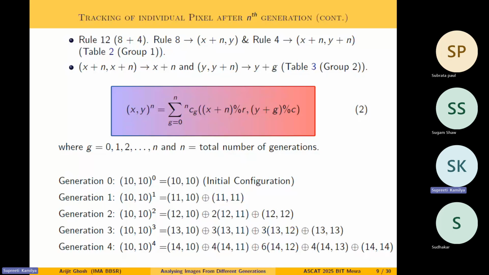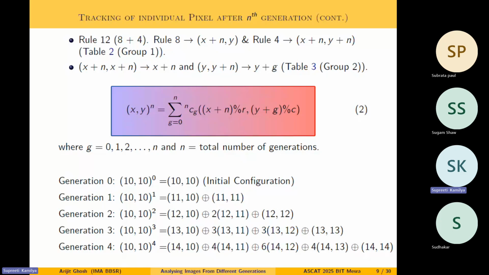Proceeding likewise, we will be able to know whether an image will be formed at a particular generation, say generation 4, for a particular pixel. Not only this, from this pixel prediction formula, we will be able to know the distinct pixels responsible for the formation of an image at a particular position. We also see that the coefficients that appear in the pixel prediction formula obey the Pascal triangle rule.